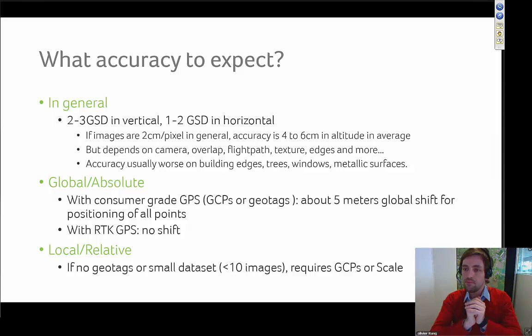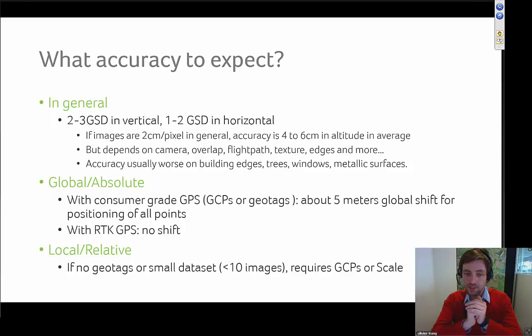Now, it's very important to distinguish two sources of geolocation information that you usually can put in projects. The two big differences are if you use a consumer grade GPS or a professional RTK GPS. If you are not really sure which GPS you use, that probably means you're using consumer grade, because professional GPS are usually above $10,000. So you would probably know if you're using one.